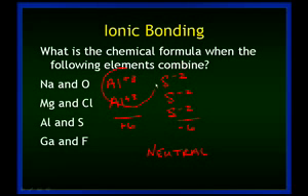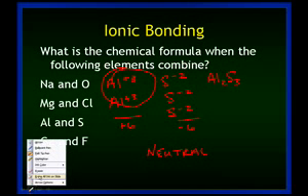So now when I go to write my formula here, I've got Al2S3. Whenever you have that 3-2 combo, what they have in common is 6. Al3+ goes into 6 twice, so I'm going to need 2 of the aluminums. And then the sulfide, the S2-, goes into 6 3 times, so I know I'm going to need 3 of the sulfurs. So let's try the last one, gallium and fluorine.